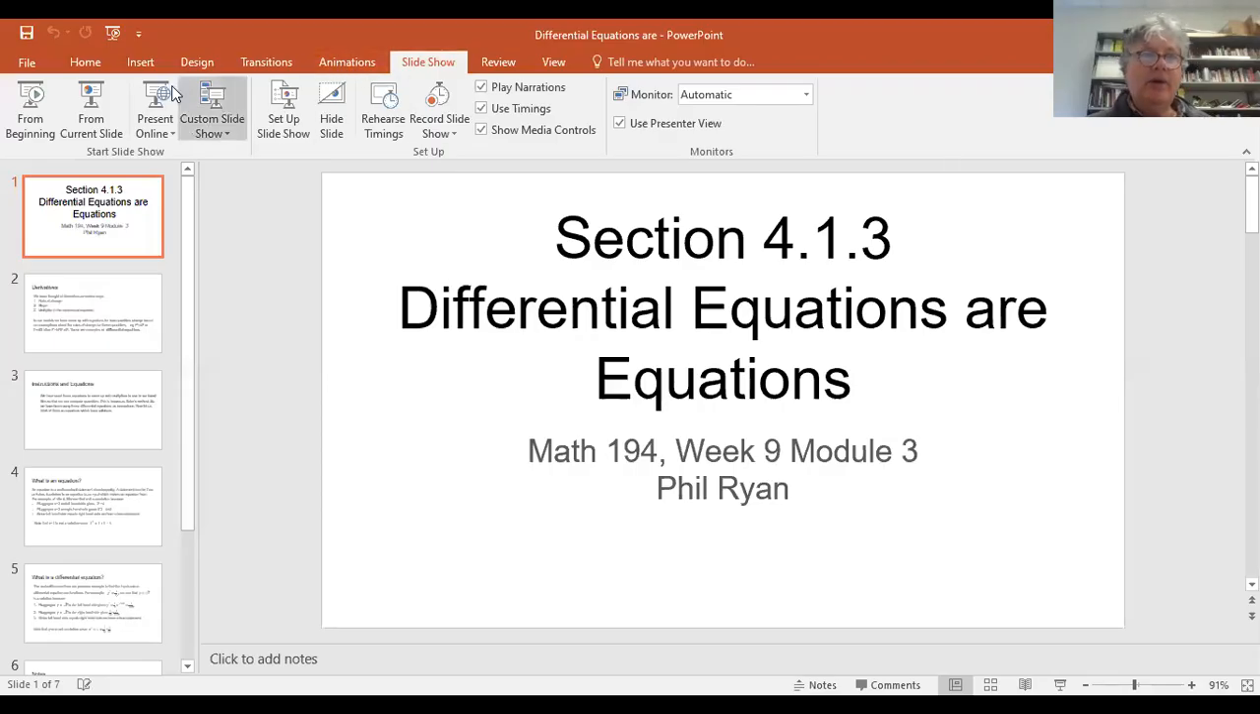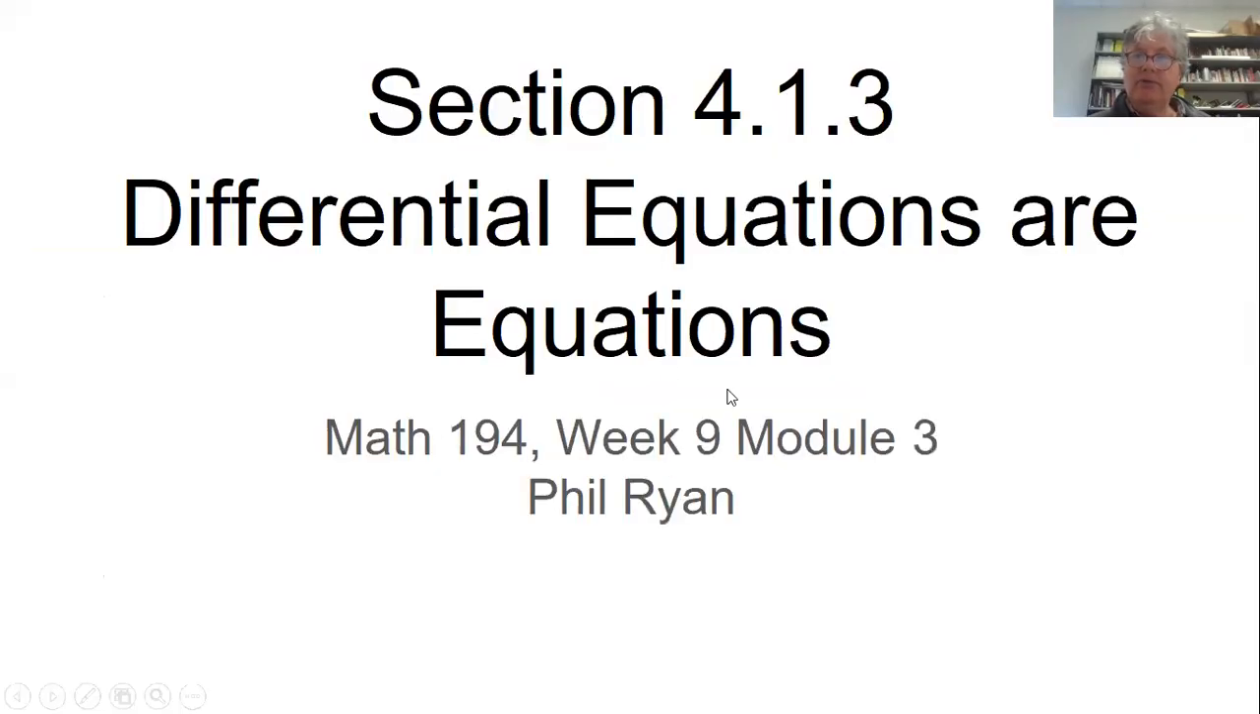Hi, so here we are with the third module for this week. And it's sort of got a key idea, which is that differential equations are equations too.